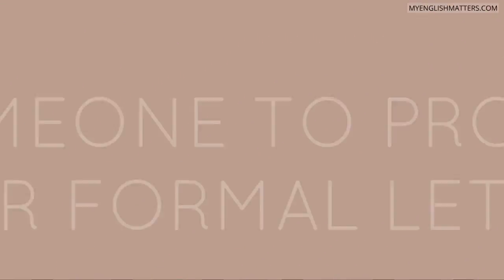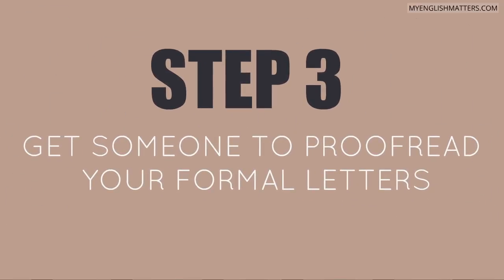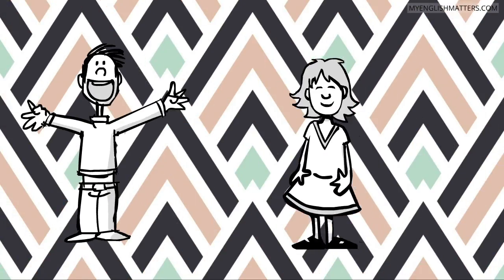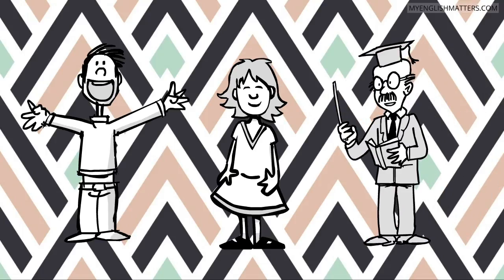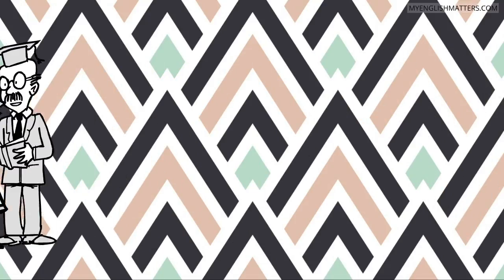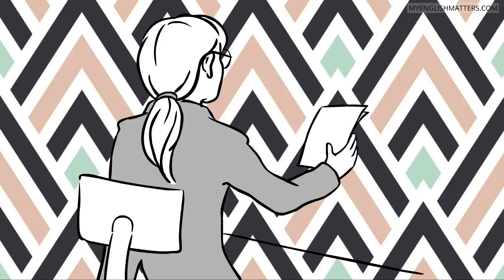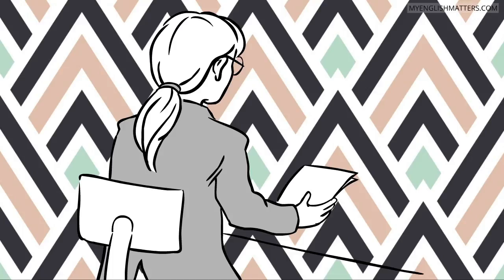And step number 3, get someone to proofread your formal letters. Proofread means to read through for any mistakes, such as typos or anything else that doesn't meet formal letter standards. This proofreader can be a spouse, a friend, or just about anyone who you trust that understands English. Remember, as long as you get your message across and your reader understands your message, it should be fine.